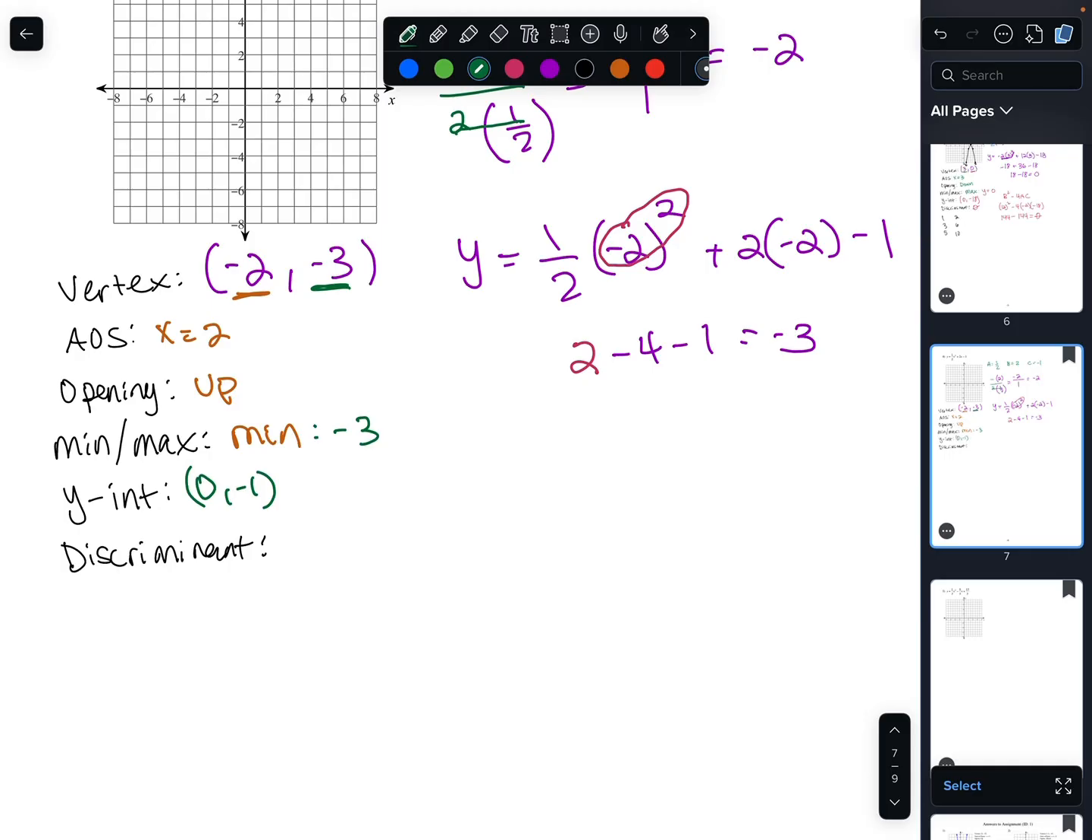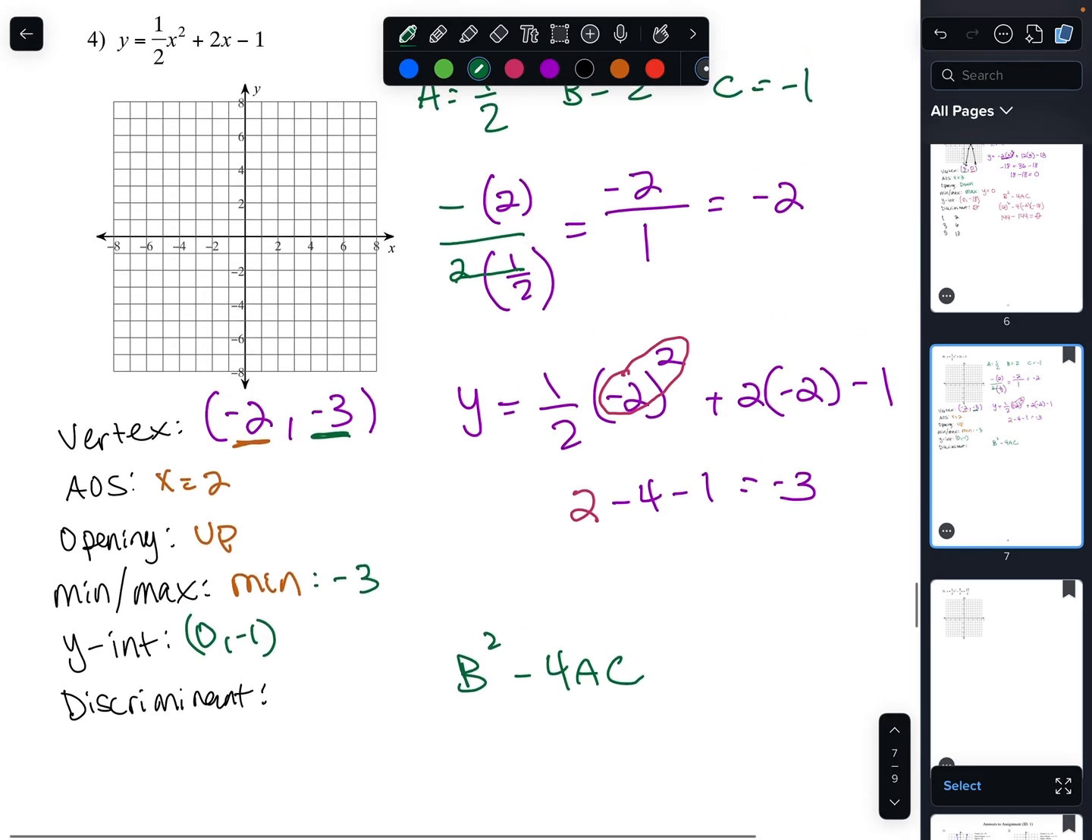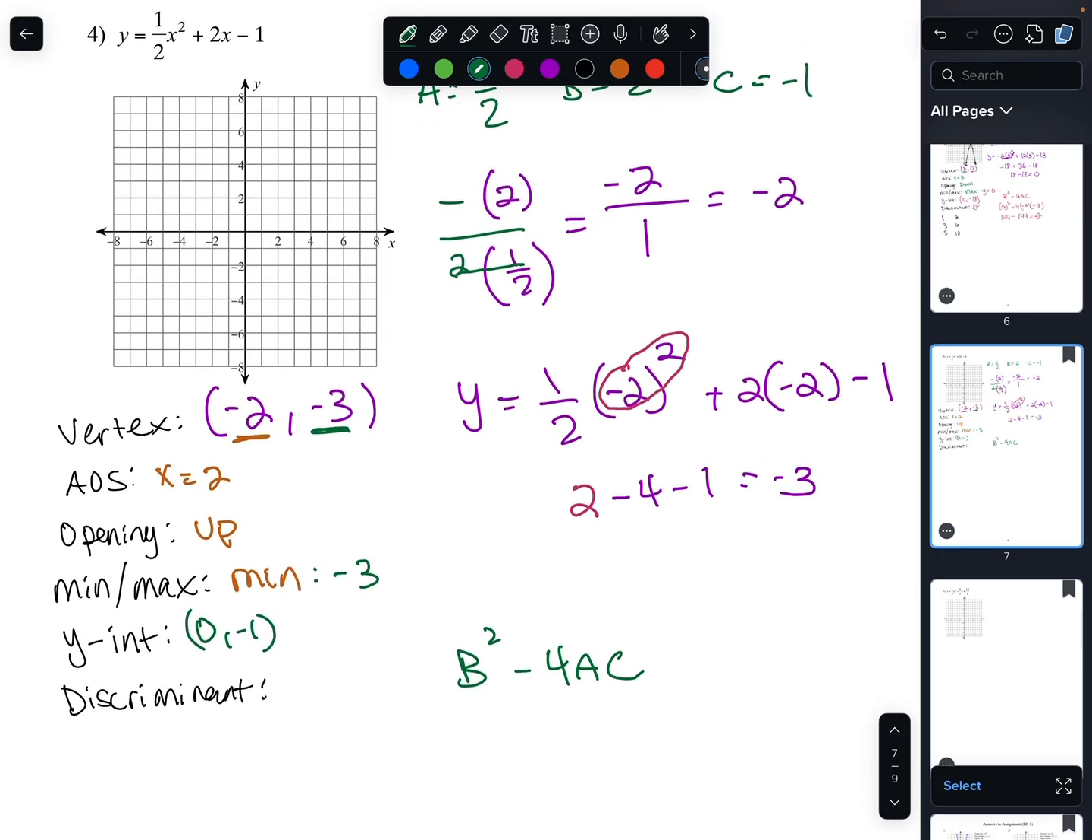And my discriminant, b squared minus 4ac. Before I do the discriminant, I'm actually going to graph it, and let's see what it should say. Sorry, I'm not doing that. Graphing. Vertex, -2, -3.